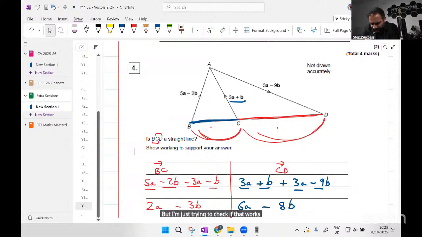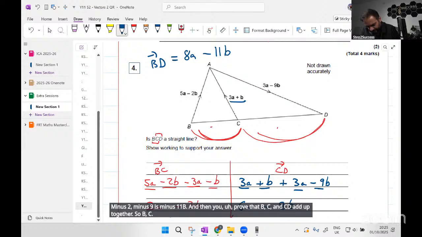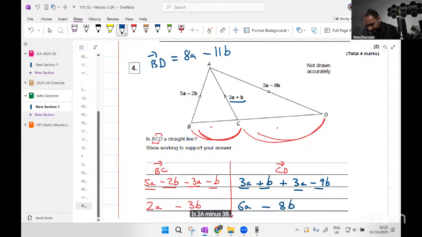I worked out BD, so that would have been 5A minus 2B. So BD is 8A minus 2 minus 9 is minus 11B. And then you proved that BC and CD added up together. So BC is 2A minus 3B. CD is 6A plus 8B.